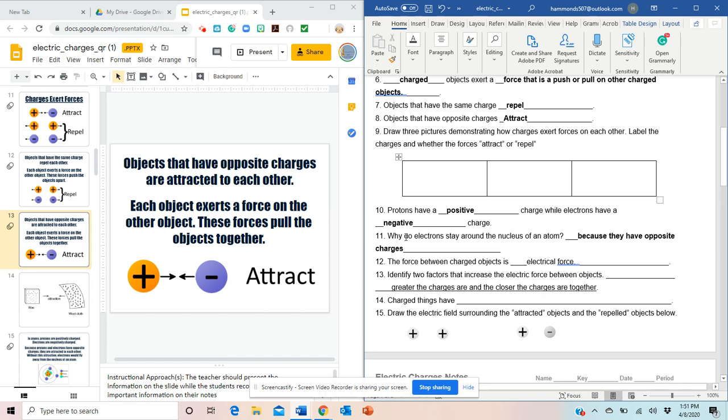But the purpose of answering the question, why do electrons stay around the nucleus, is because of the opposite attracting. You have that negatively charged electron circling around the positively charged nucleus, and so they're attracting to each other, and that's what helps hold them in their electron cloud.